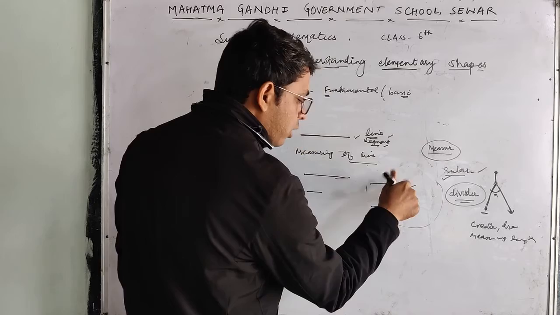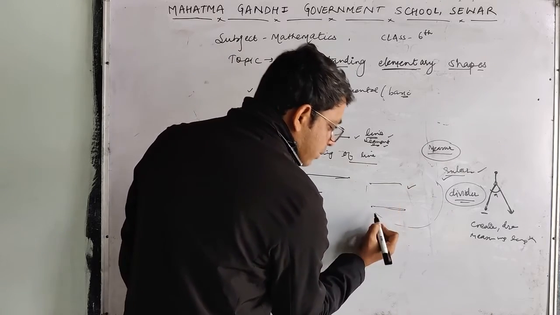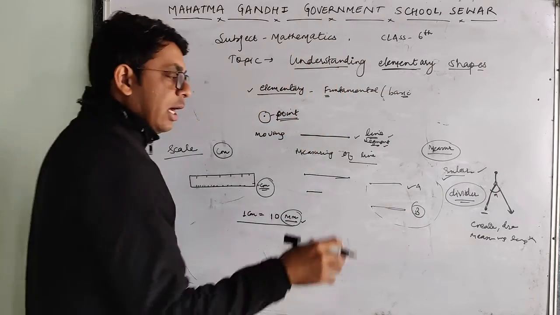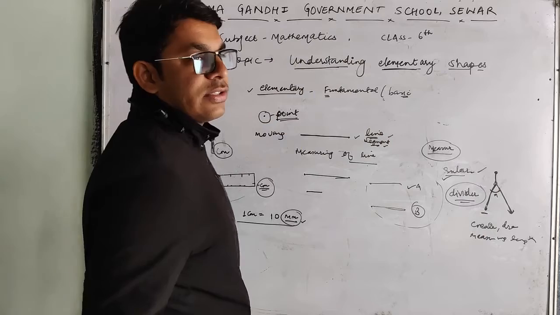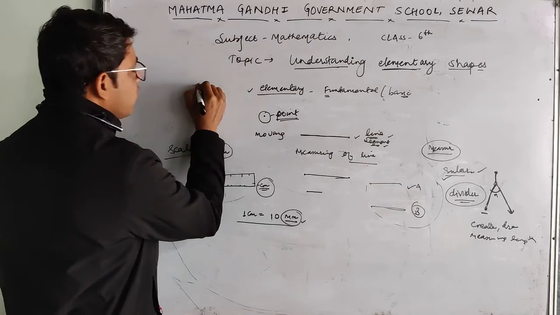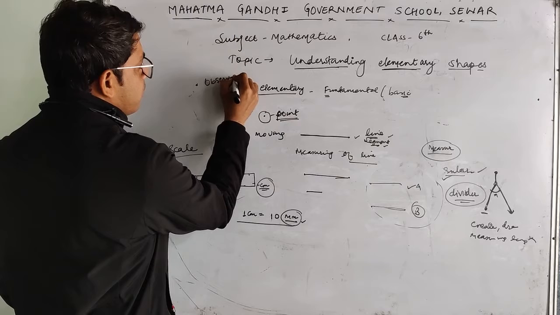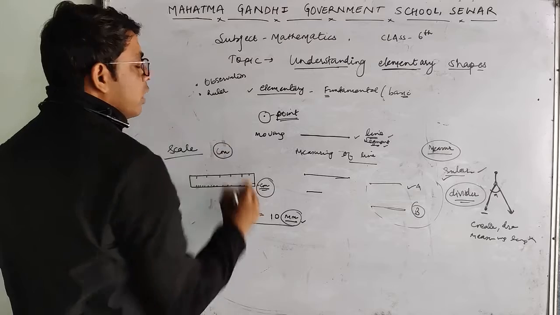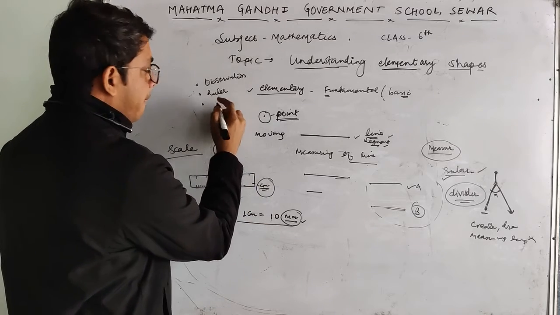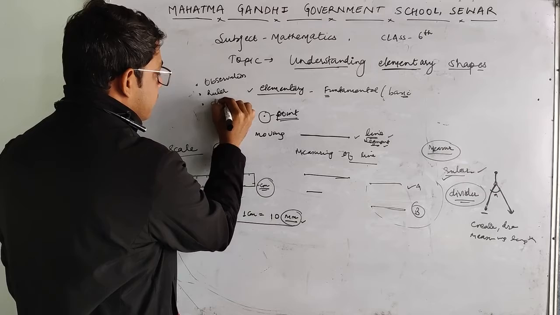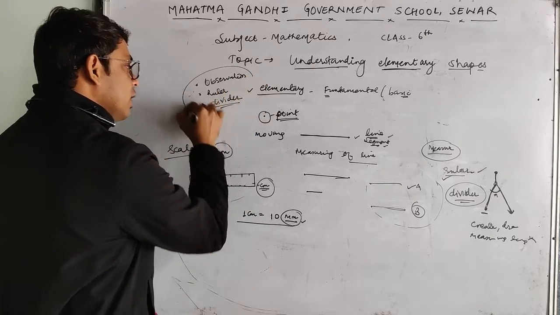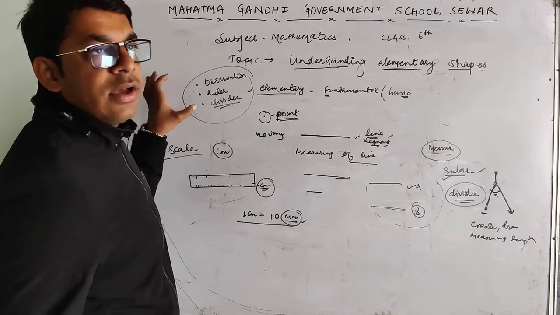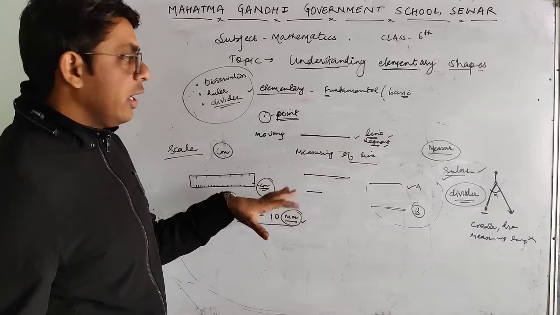If it does not come out to be the same for line A and line B, then there is a difference in the length. So there are three ways to measure a line. One is observation. Second is ruler. Third is divider. So these are the three basic instruments which can be used to measure lines.